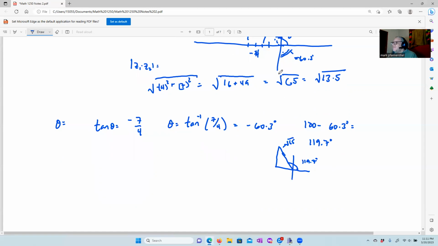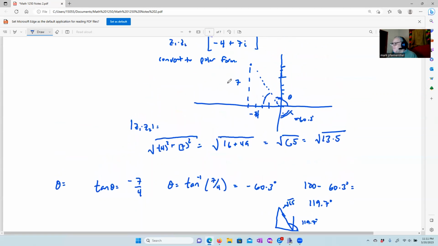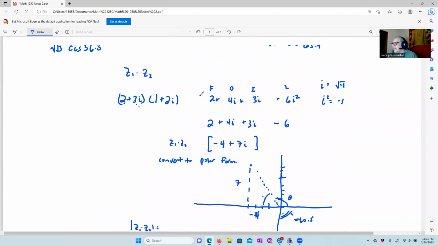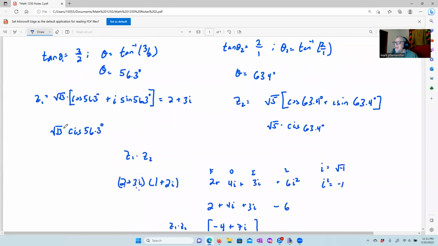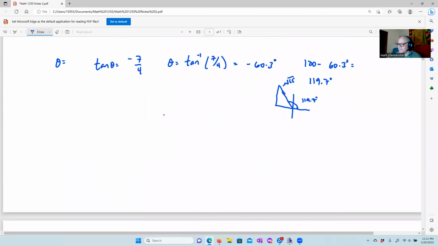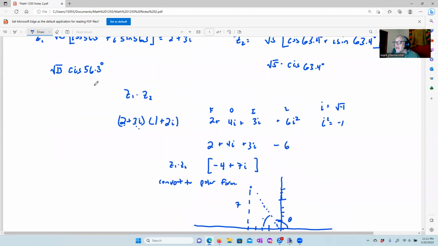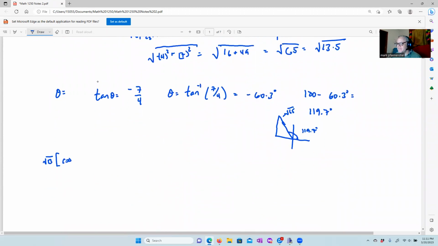So I'm going to go ahead and FOIL out the polar form to see what happens. We go back up to our polar form. We have the square root of 13, and then cosine of 56.3 degrees plus i sine of 56.3 degrees. That's z1. Times z2, and we have the square root of 5.